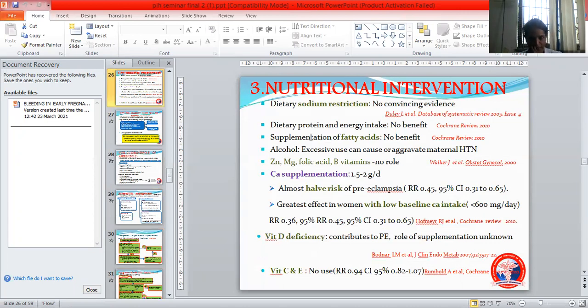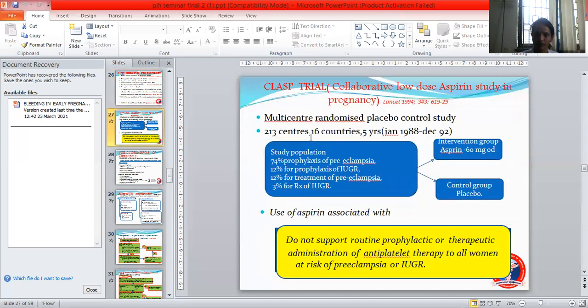There are many other things that have been tried, but they have been shown to have no benefit, like sodium restriction in the diet, dietary energy intake, protein intake, or fatty acid supplementation. Even micronutrients like zinc, magnesium, folic acid, vitamin B, all these have been tried and proven to be in vain. So there are only two things which could be tried to prevent the onset of preeclampsia. One is high dose of calcium, and second is aspirin at a dose of 150 milligrams, starting as soon as you see the cardiac activity on ultrasound.